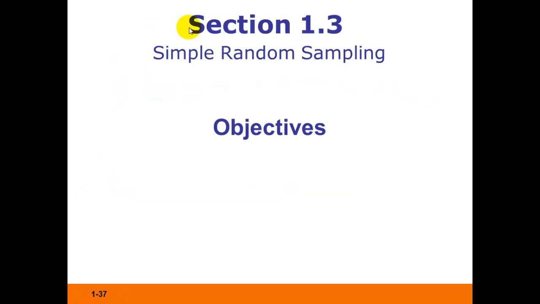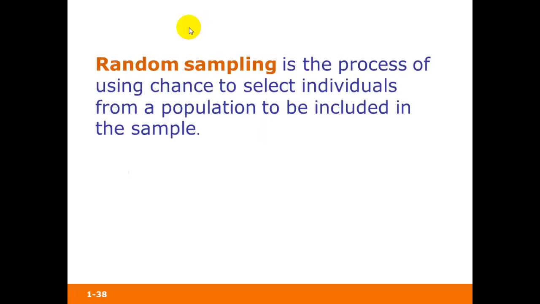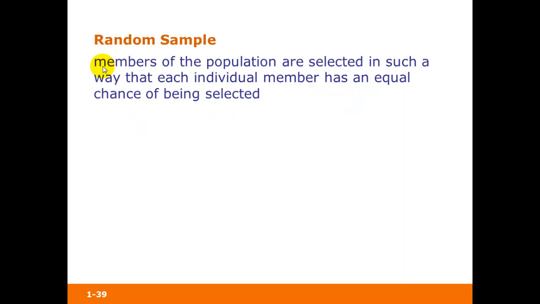The third section in this chapter is about simple random sampling. There's only one objective here, and that is to obtain a simple random sample. So first we can talk about just random sampling. This is a process of using chance to select individuals from a population to be included in the sample. So with a random sample, we select members of the population in a way so that each individual member has an equal chance of being selected.